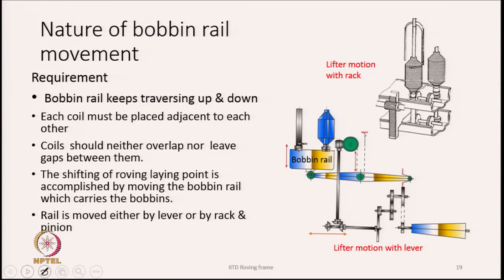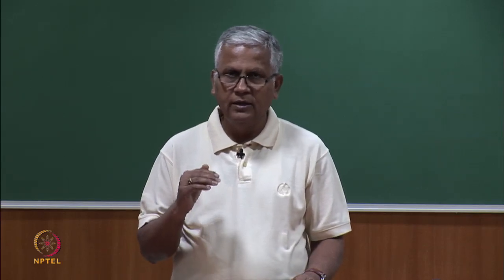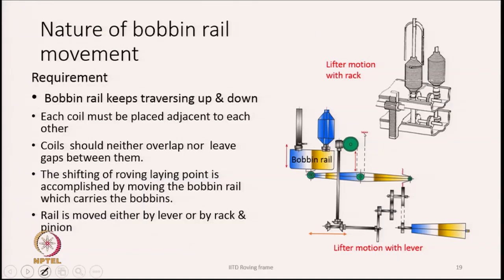Now, what are the requirements? The bobbin rail keeps traversing up and down, because I have to lay the roving from bottom to the top. So, for laying, the bobbin rail has to move up and down. Each coil must be placed adjacent to each other. Coils should neither overlap nor leave gaps between them. It was also discussed earlier. The shifting of roving laying point.